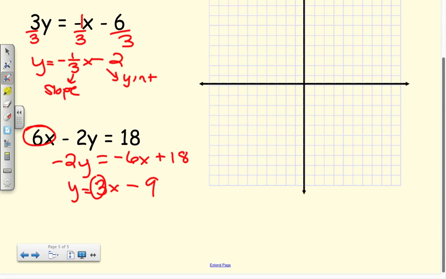So my y-intercept is negative 9. My slope is positive 3. That means I go up 3 over 1. Up 3 over 1. And then call her good. That's it.